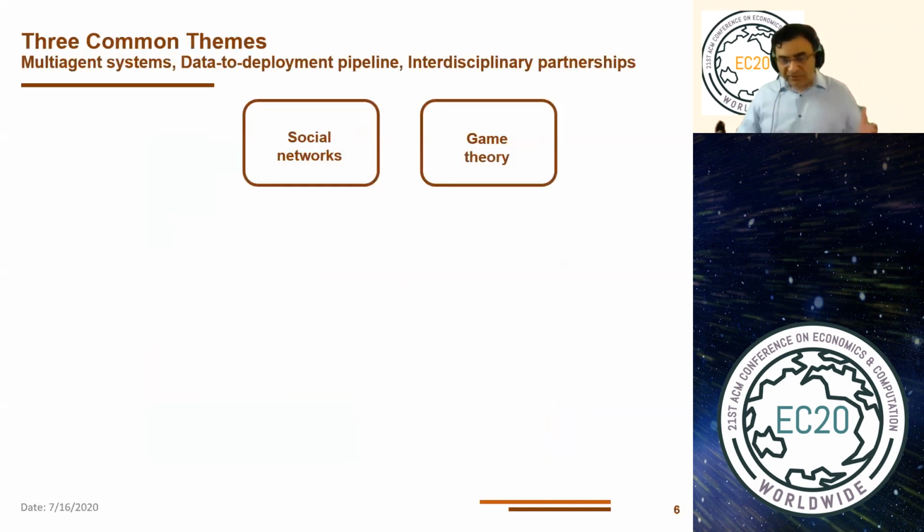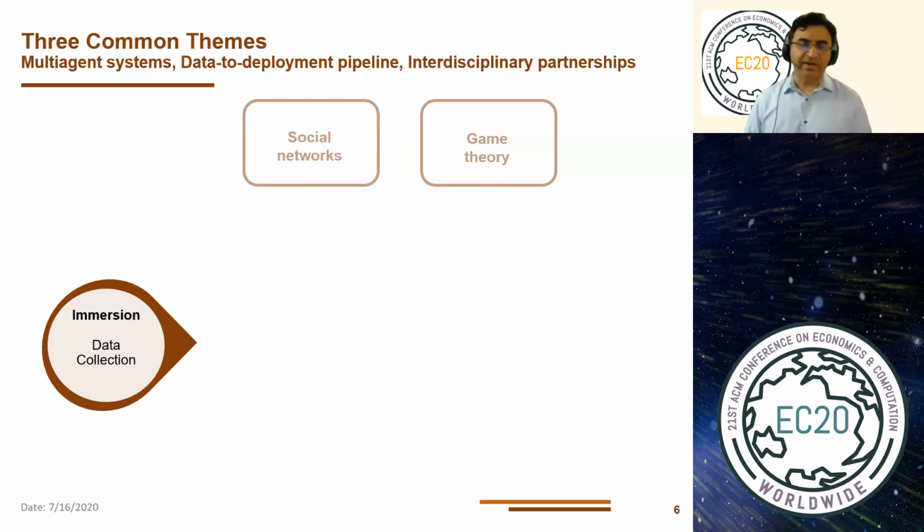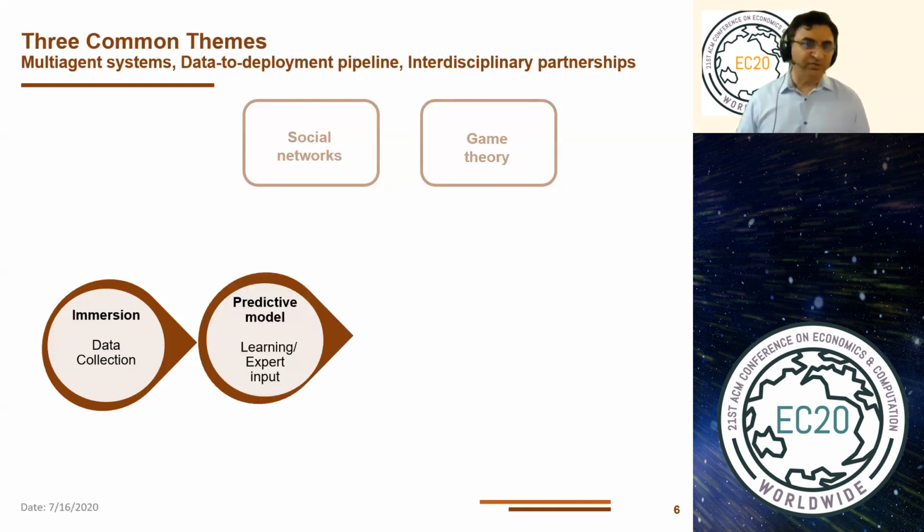So in all of the projects, you'll see 3 key themes that cut across. First, the use of social networks and game theory or other multi-agent reasoning approaches. Second, this data to deployment pipeline. We start with the process of immersion in the domain, often working with the NGOs to understand their constraints, to understand the kind of data that they have available for the problem at hand. Following that, a predictive model, this is where machine learning may come in, may help us make predictions on the data in the case of a domain involving risk prediction, separating out, predicting high-risk cases against low-risk cases.